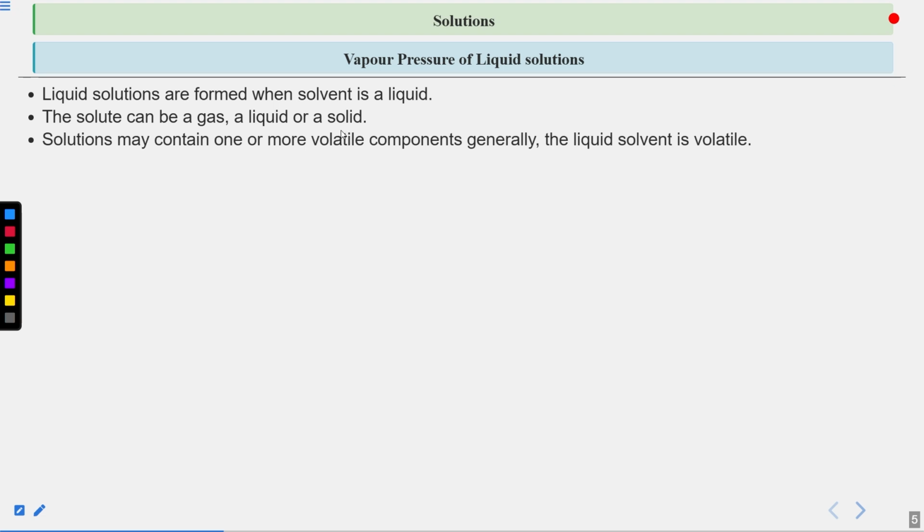A solution can contain more than one volatile component, and generally the liquid solvent is volatile. This is a very important point for the application of Raoult's law: your solvent should be volatile, but your solute may or may not be volatile. Now what is the meaning of volatile here? Volatile means substances which can be vaporized easily. Those substances are termed volatile. Clear?